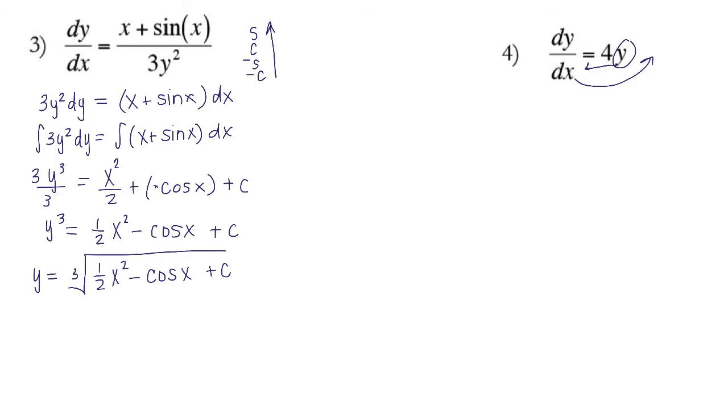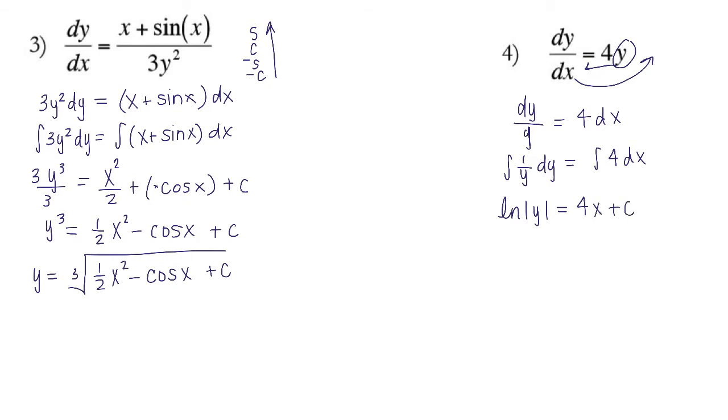So you're going to have dy over y equals 4 dx, and then integrate both sides. So if I integrate, I'm going to have the integral of 1 over y dy equals the integral of 4 dx. Now this is going to be what we've just talked about. When I integrate 1 over y, that's going to be the natural log, the absolute value of y, equals, and if I integrate 4 dx, I get 4x plus c.